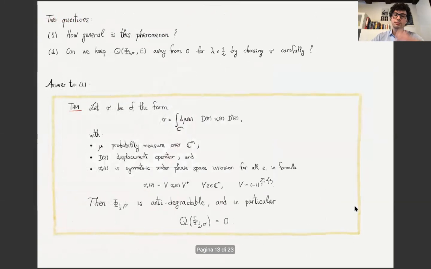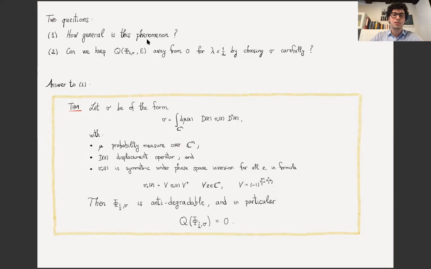And yeah, okay, so the question is how general this phenomenon is. So this phenomenon of vanishing quantum capacity for lambda smaller than 1/2. And the related question is whether we can keep the quantum capacity away from zero for lambda smaller than 1/2. And of course, to do this, we have to choose sigma carefully, because if we choose sigma recklessly, we can pick the vacuum and then the quantum capacity vanishes. But if you choose the environmental noise carefully, then maybe this does not happen anymore.